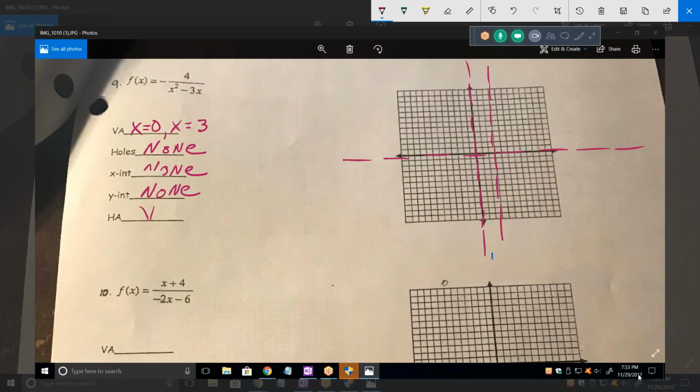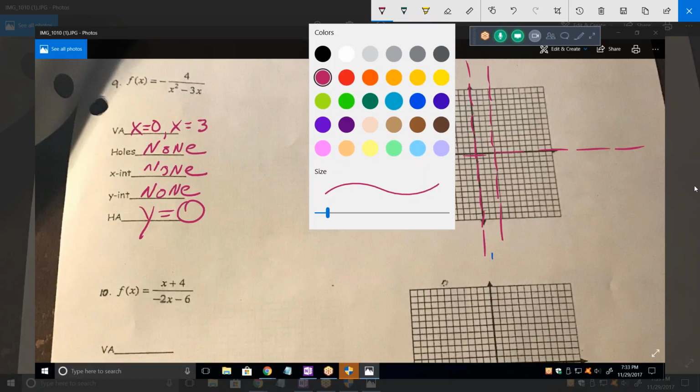I got my horizontal asymptote. I got everything I need. Now I just have to draw the graph. Now, first of all, here we've got 6 quadrants, if you want to call them that. Let me point with my mouse. This one's 1, 2, 3, 4, 5, 6. Okay? Right. So let me again hypothesize.